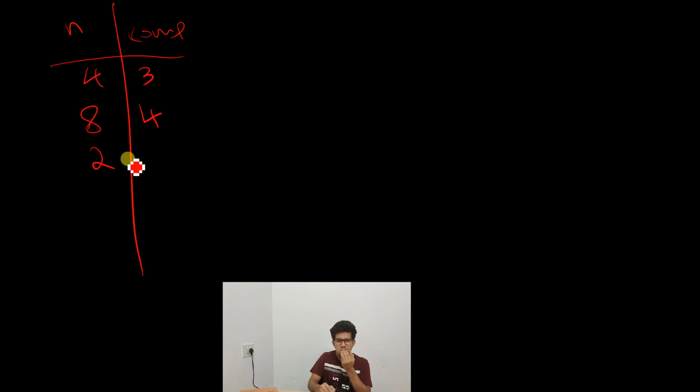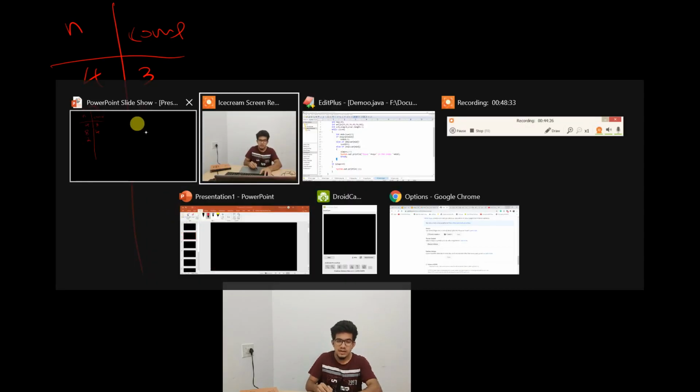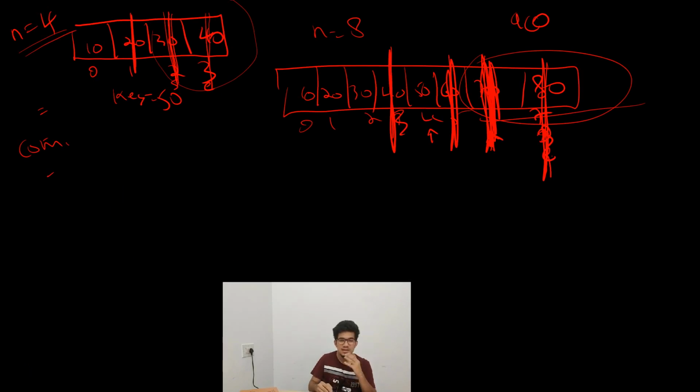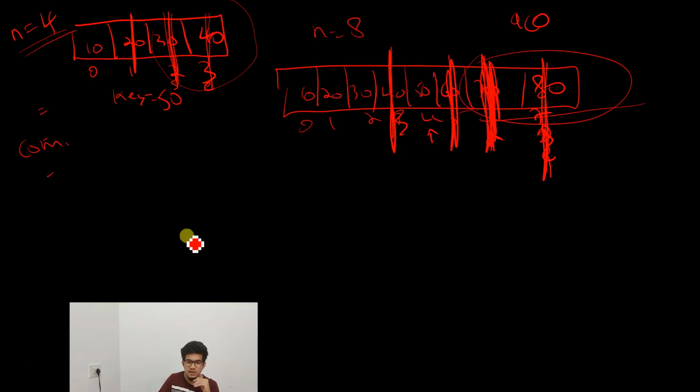For n value 2, how many comparisons do we have to do? Right? See, this is very important in programming. You have to check, for what n value, what will be the comparison. Okay, this technique is important. So if n value is 2, right, 2 elements are there, 10 and 20. I have to search for 30 now.